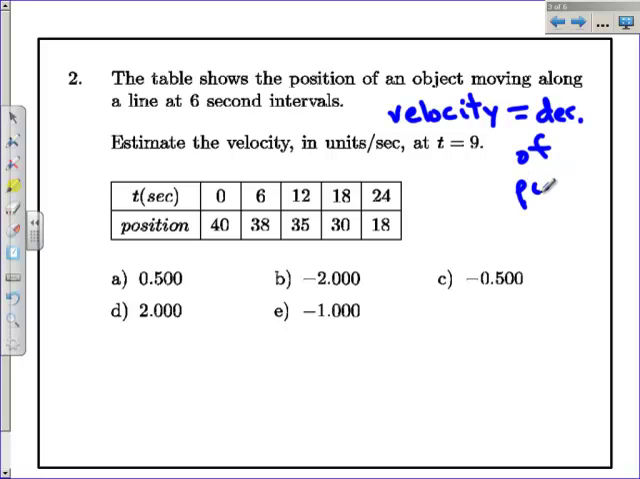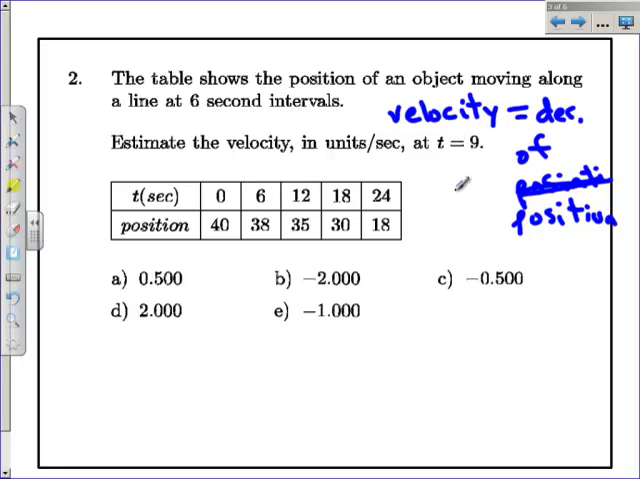So that means we are trying to approximate position. Let's try that again. P-O-S-I-T-I-O-N. Yes, there we go. All right, so velocity is the derivative of position, so we are going to approximate the derivative, or the slope of the tangent line, at t equals 9.